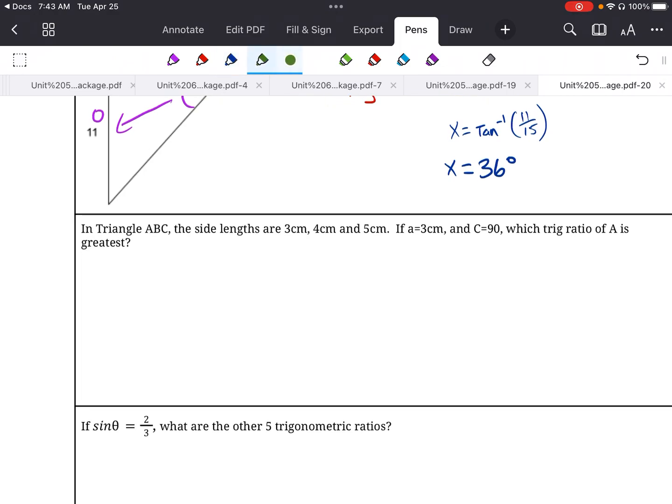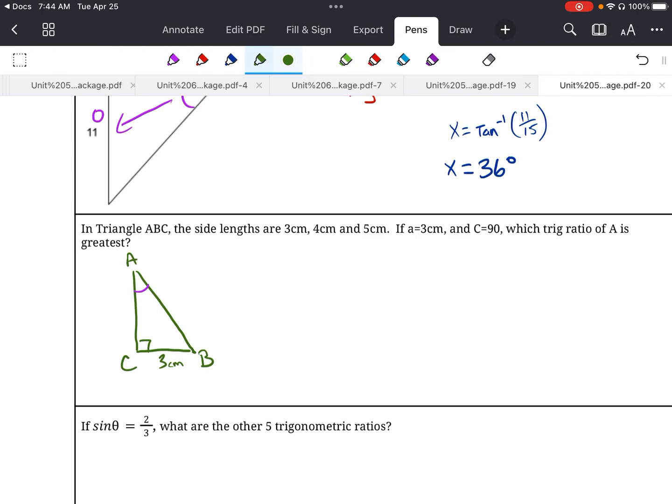Okay, in triangle ABC, so we know with this lesson we're talking about right angled triangles. The side lengths are 3, 4, and 5. A is 3, so remember the matching pair, the corresponding angle and sides are across from each other. So if angle A is at the top, side A is at the bottom. C is 90 degrees. Which trig ratio of A is greatest?